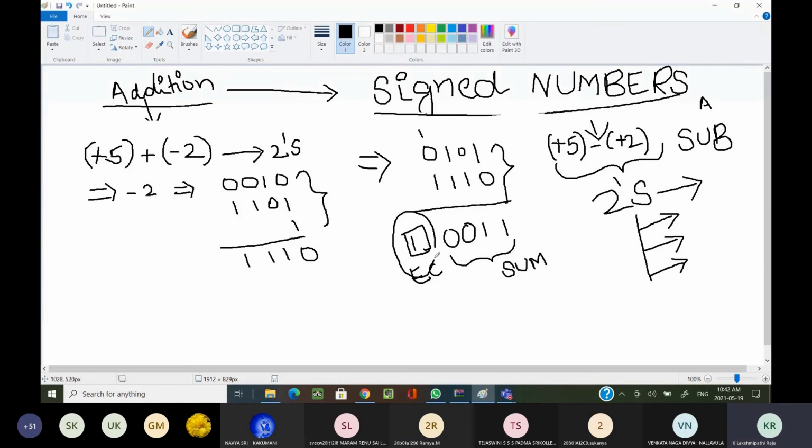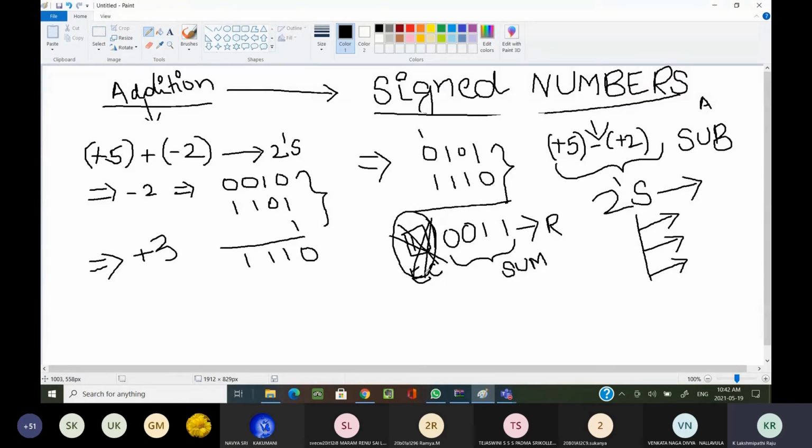What am I getting? I am getting an end carry. If it is an r's complement and you get an end carry, what do you do? Discard the end carry. What is our final result? 5 minus 2, what value are you going to get? Plus 3. Here I am getting plus 3, yes. Are you understanding, everyone? That is the reason we have to discard this end carry.